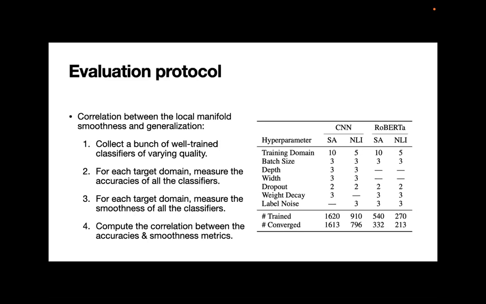Among them, we look at the smoothness and try to correlate the smoothness value and the generalization accuracy, for different datasets: sentiment analysis, natural language inference, and so on. I told the students earlier that they hate sentiment analysis, but we tend to use it because of a kind of curse that natural language processing people have. We try convolutional models and RoBERTa, and use various hyperparameters to create more than a thousand classifiers in order to check this correlation.